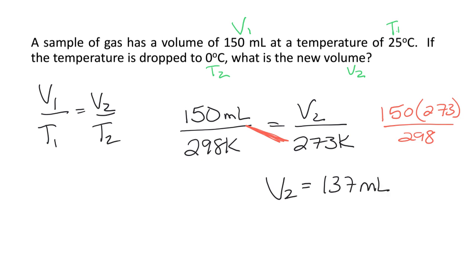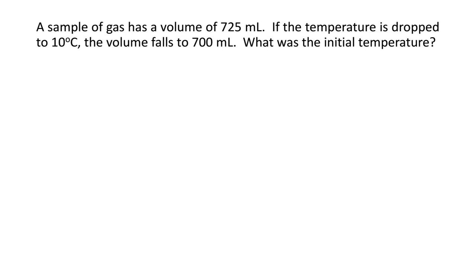Okay, let's try another one. Once again, we're going to put variable labels on top of these. A sample of gas has a volume of 725 milliliters, so I'm going to put my V1. Now, this is where it gets a little tricky. It says if the temperature is dropped to 10 degrees Celsius, that means it's a second temperature, not the first temperature. The volume falls to 750 mL, so that's our second volume.